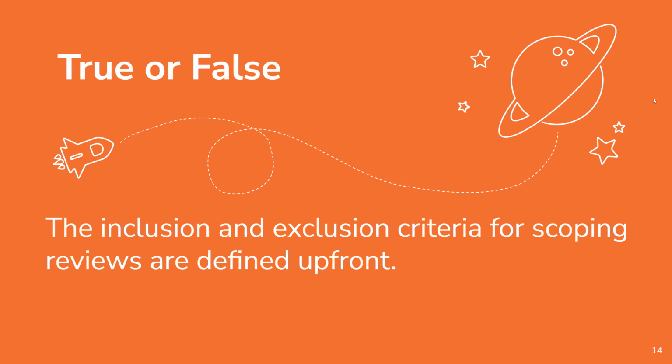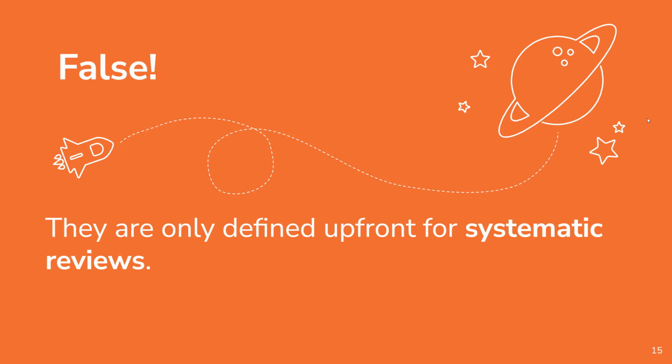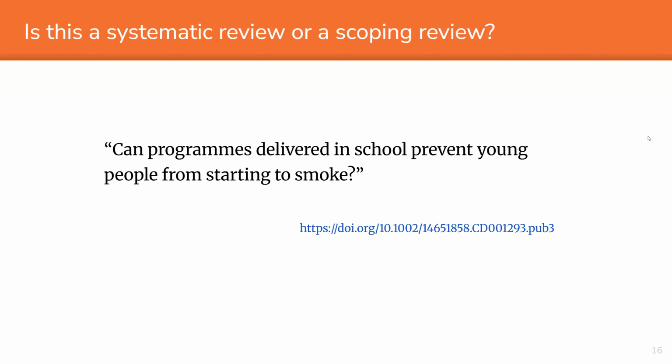True or false? The inclusion and exclusion criteria for scoping reviews are defined upfront. False. They were only defined upfront for systematic reviews. Scoping reviews are more similar to literature reviews in that way. You can amend your criteria as you go along.